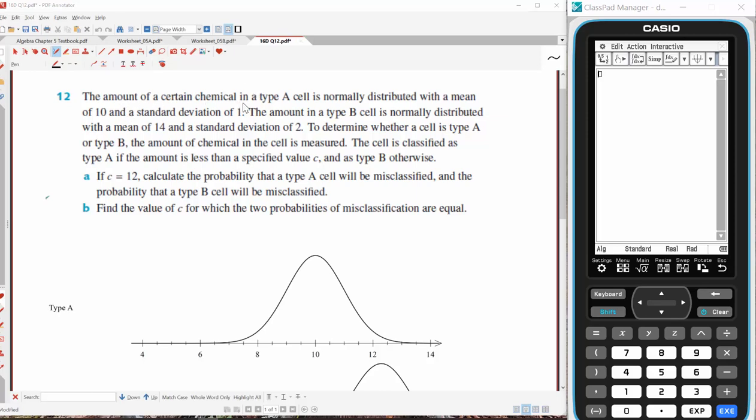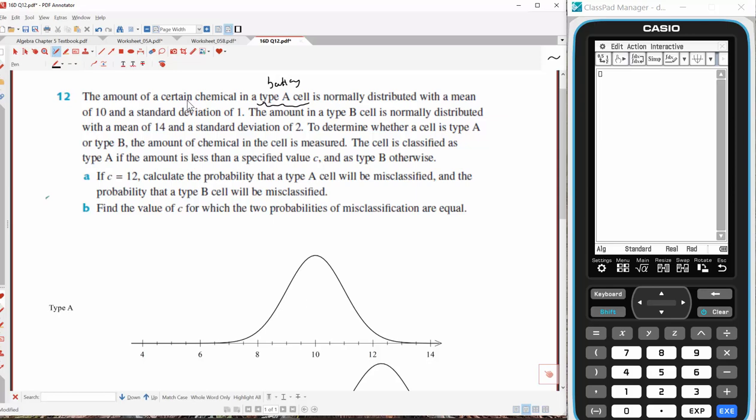The amount of a certain chemical type in a type A cell is normally distributed with a mean of 10 and a standard deviation of 1. Now, what does that actually mean? Right, a type A cell. So we've got this sort of type A cell. I don't know what a type A cell is, but I imagine this like a battery. All right, so I've grabbed a battery and I've looked inside it, and I've measured the amount of chemical in it. And I've grabbed a whole bucket load of them.